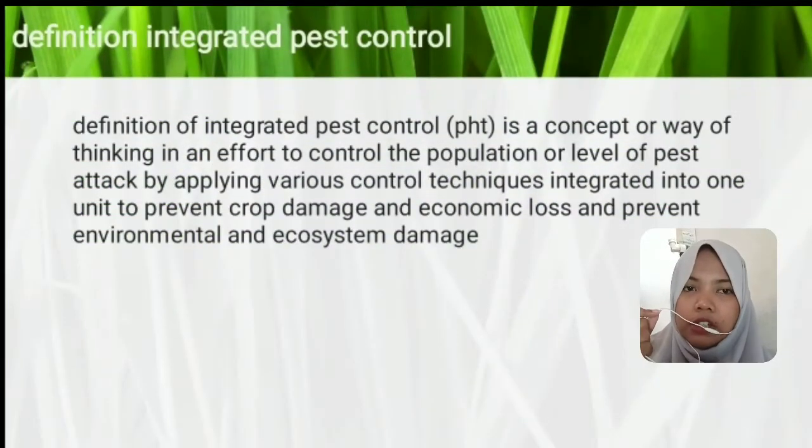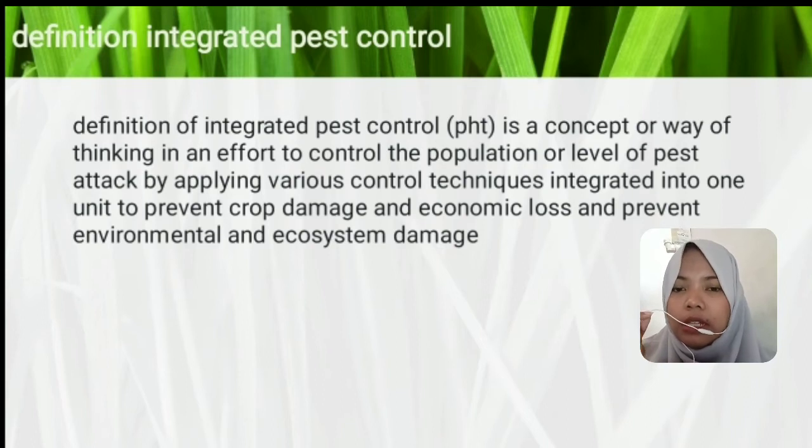First, definition of integrated pest control or integrated pest management. Integrated pest control is a concept or way of thinking in an effort to control the population or level of pest attack by applying various control techniques integrated into one unit to prevent crop damage and economic loss, and then prevent environmental and ecosystem damage.